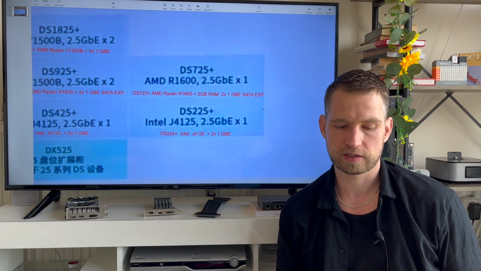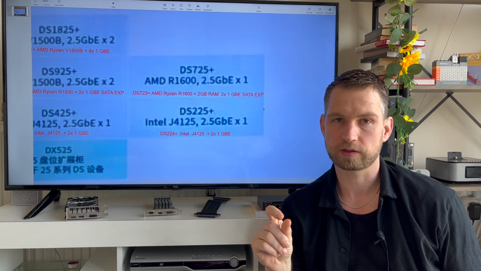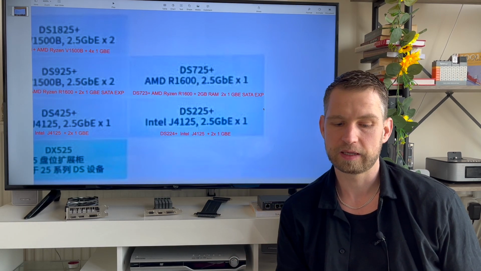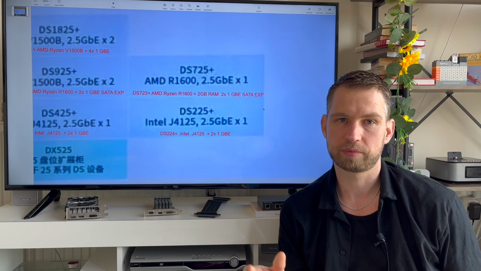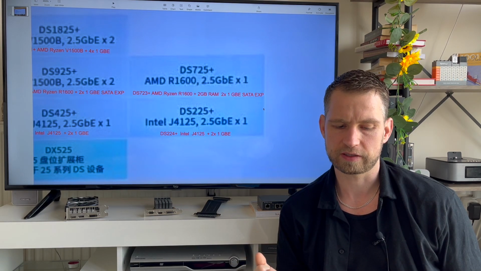They didn't upgrade the CPU. They did upgrade from 1 gigabit to 2.5 gigabit, but they removed the 10 gigabit upgrade. So people will be wondering, is there a point upgrading to DS725+?